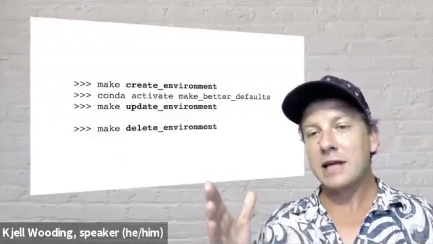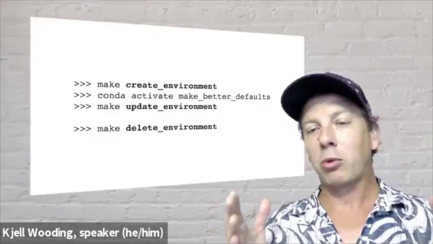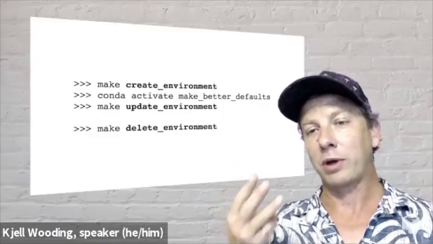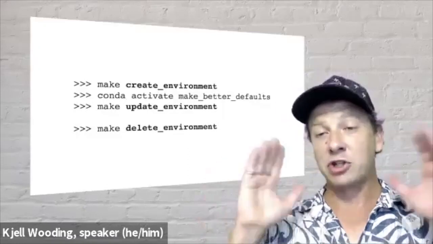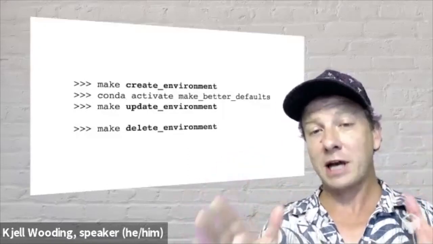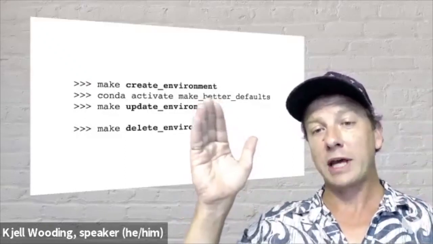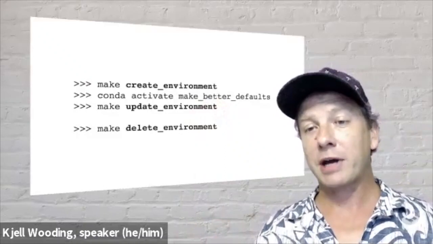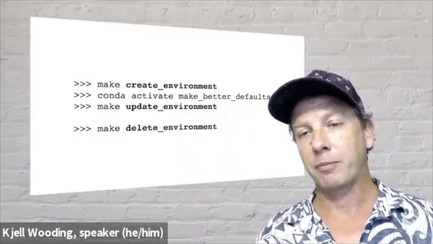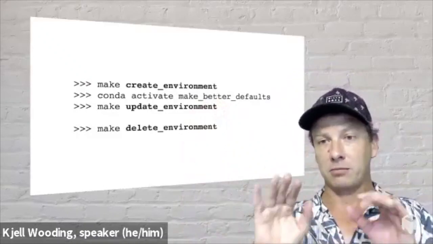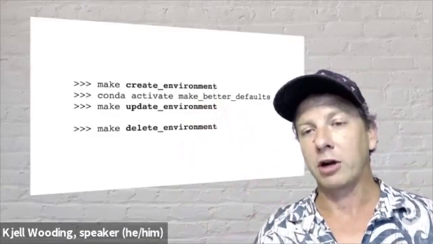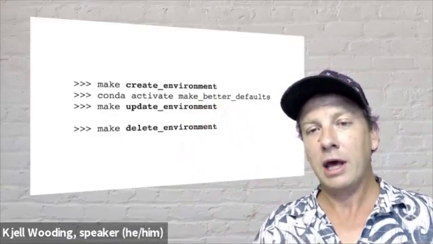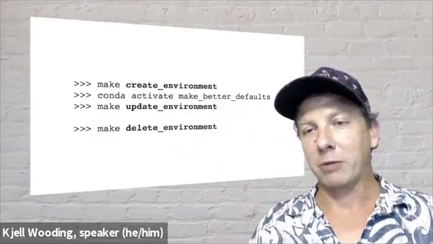So by using that little Makefile in my project, my workflow boils down to 3 very simple things whenever I sit down at the keyboard. If I've just cloned this project for the very first time, then I can do a make create environment, and it'll actually create my Conda environment for me from scratch from the stuff that's checked into the repo. Then I can just conda activate, make better defaults, or whatever Git environment I happen to be working with. And then I do a make update environment.